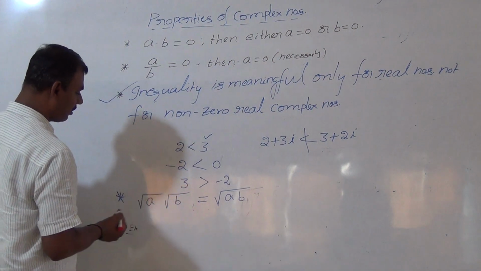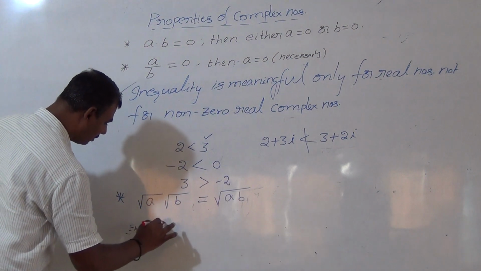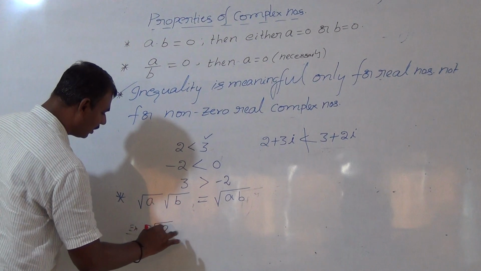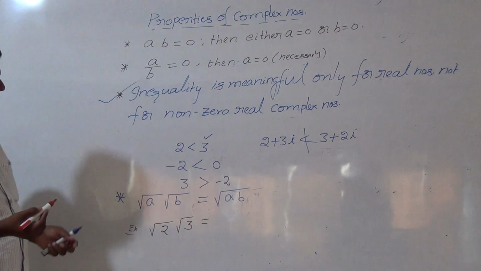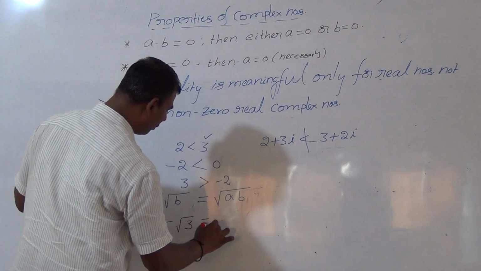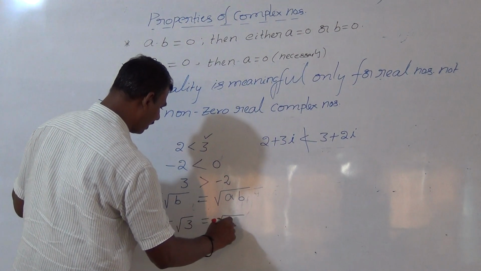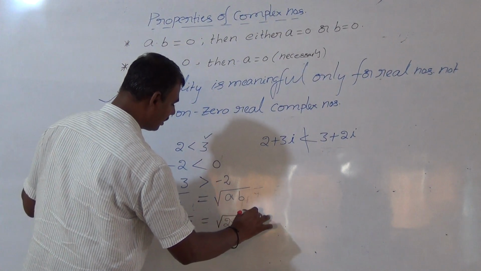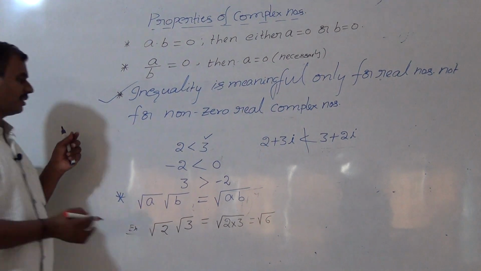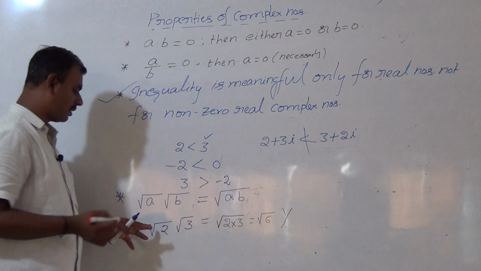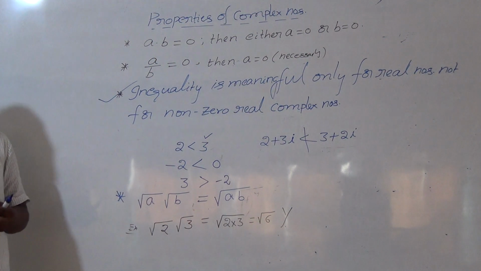Is square root of a into square root of b equal to square root of ab applicable? Okay, square root of 2 into square root of 3 is equal to square root of 2 into 3, which is square root of 6. Is it a true statement? Yes, it is always true. So in this case, this property is applicable.